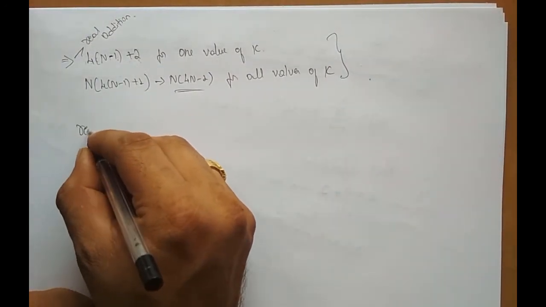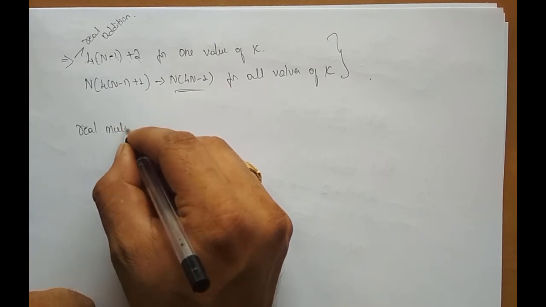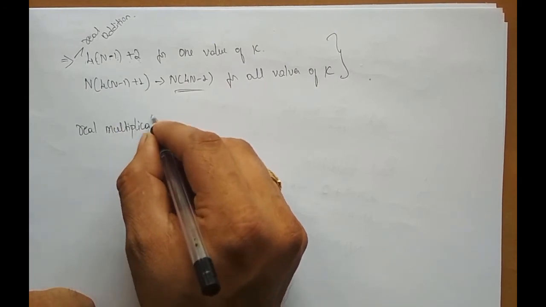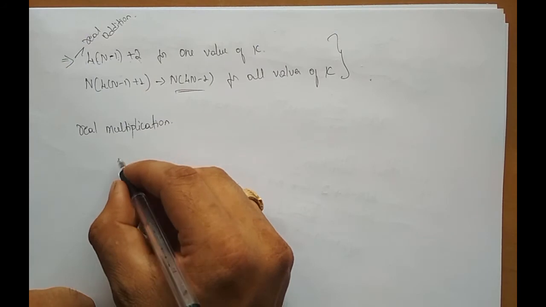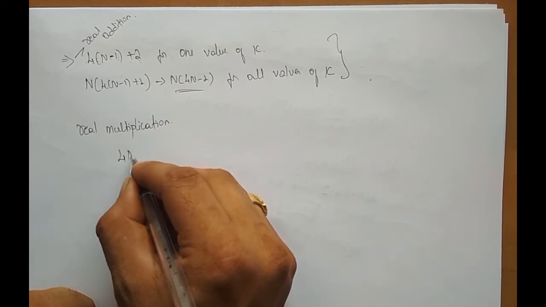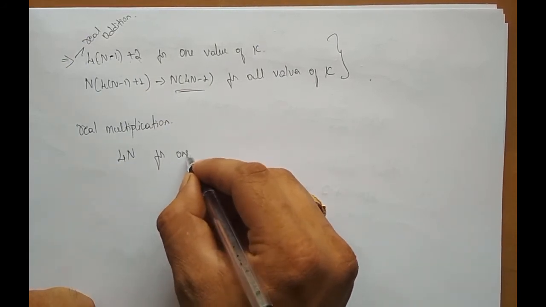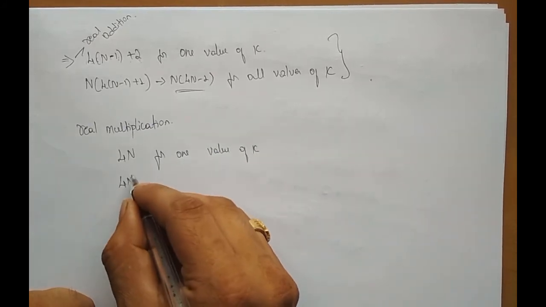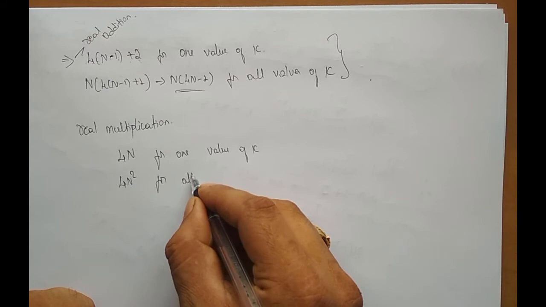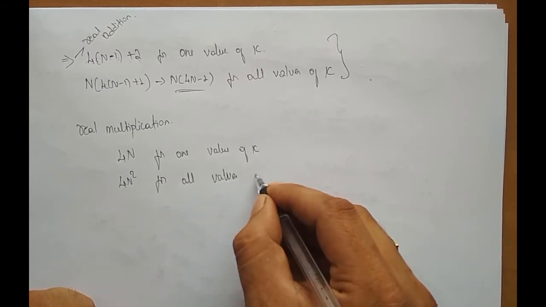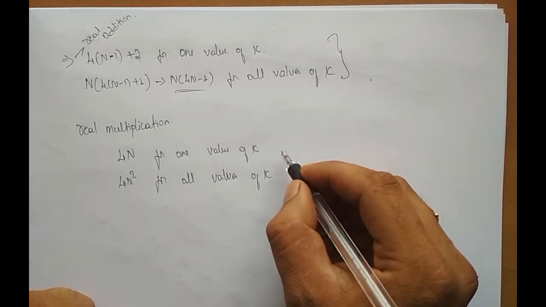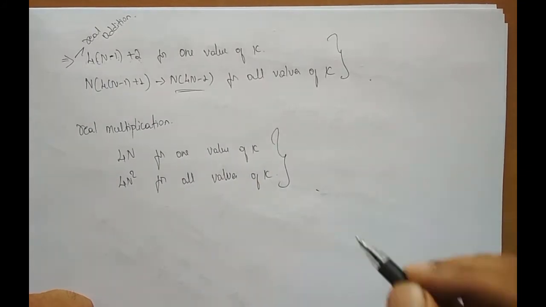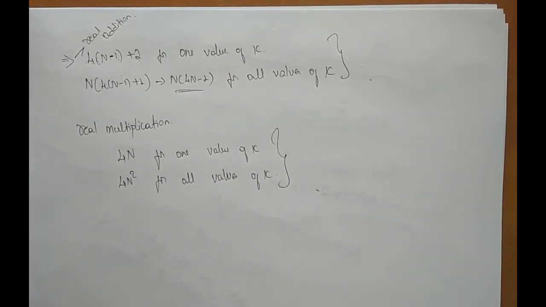So what about real multiplication? It requires 4n for one value of k, and 4n times n, which is 4n square, for all values of k, okay? This is for real multiplication.